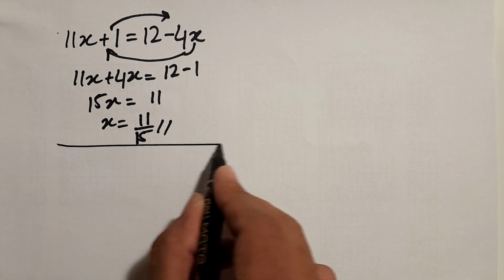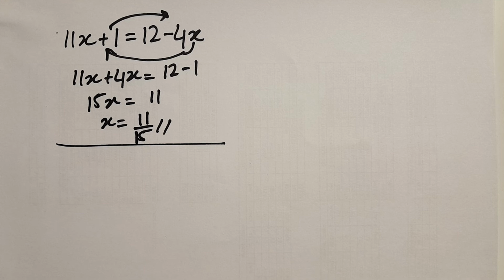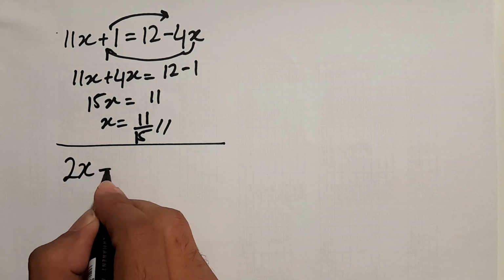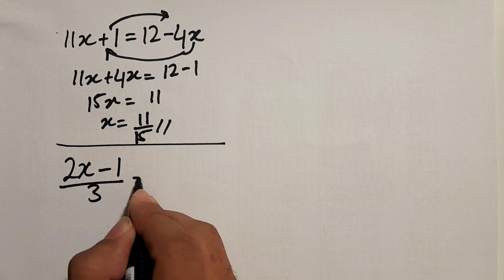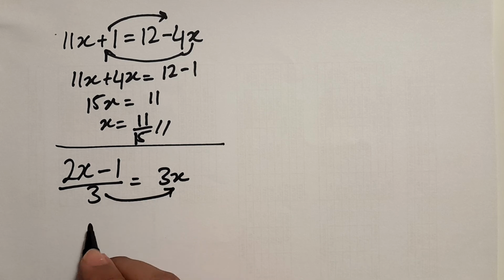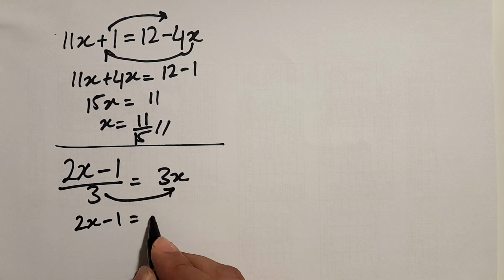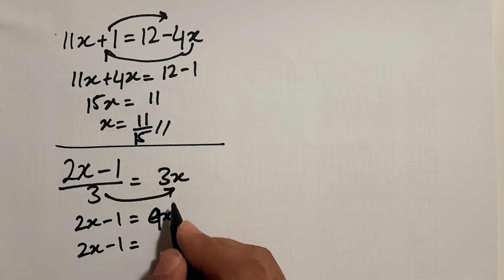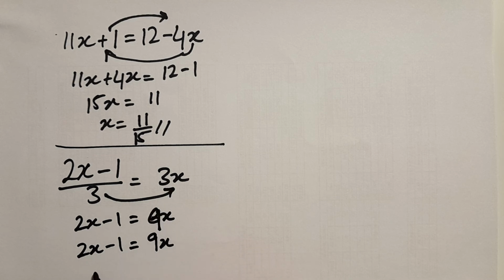Another example for linear equation is 2x minus 1 divided by 3 is equal to 3x. So first we will move 3 to the right side. So 2x minus 1 is equal to 9x. So 9x will move to the left side and minus 1 will move to the right side. So 2x minus 9x is equal to 1.